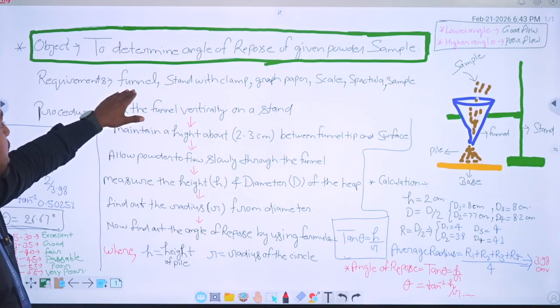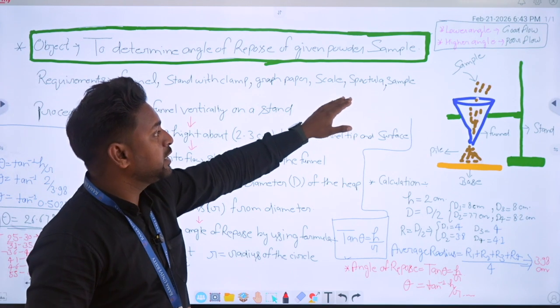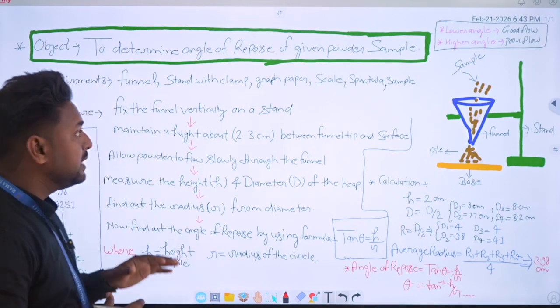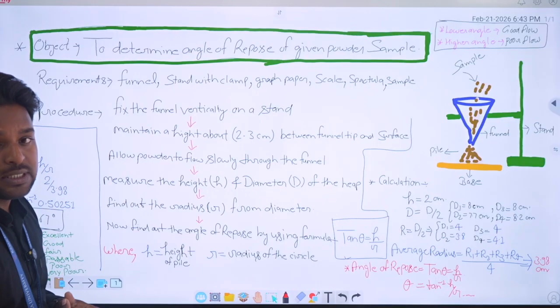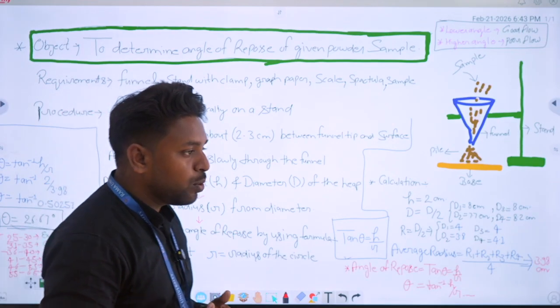We want a funnel, stand, graph paper, scale, spatula and sample. These are the basic requirements to perform this practical. So how does it start and how are we going to perform it?